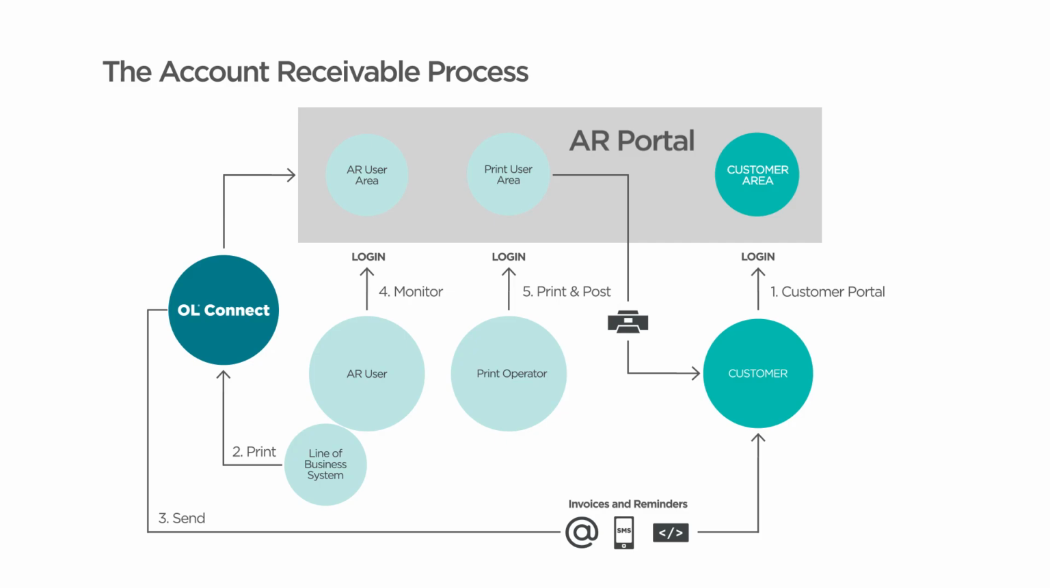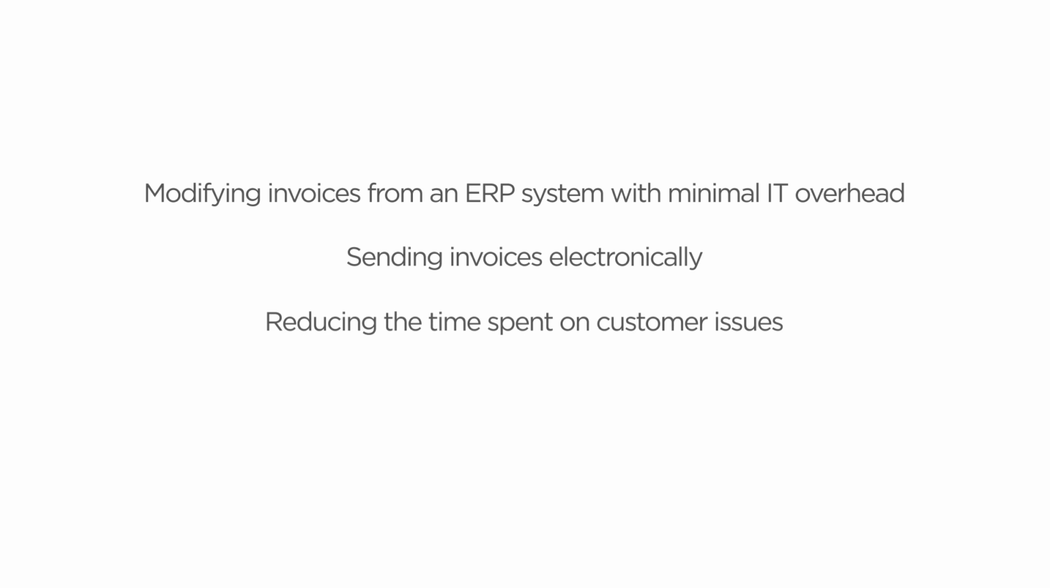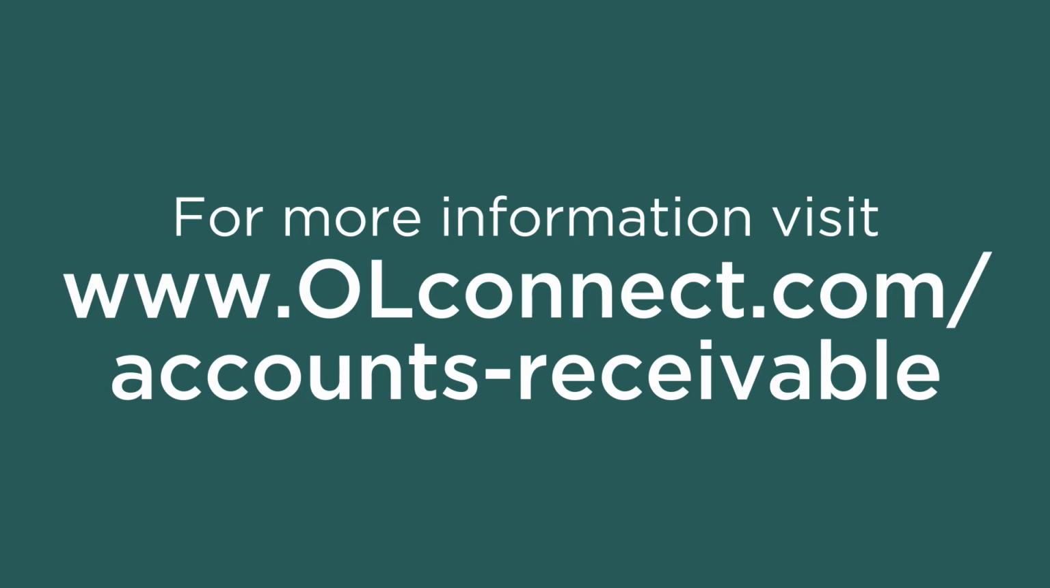So what you've been watching is one example of an accounts receivable process created with Connect technology. We created this demo to help you visualize and understand how we can help solve 4 key issues: modifying invoices from an ERP system with minimal IT overhead, sending invoices electronically, reducing the time spent on customer issues, and lowering the cost per invoice.